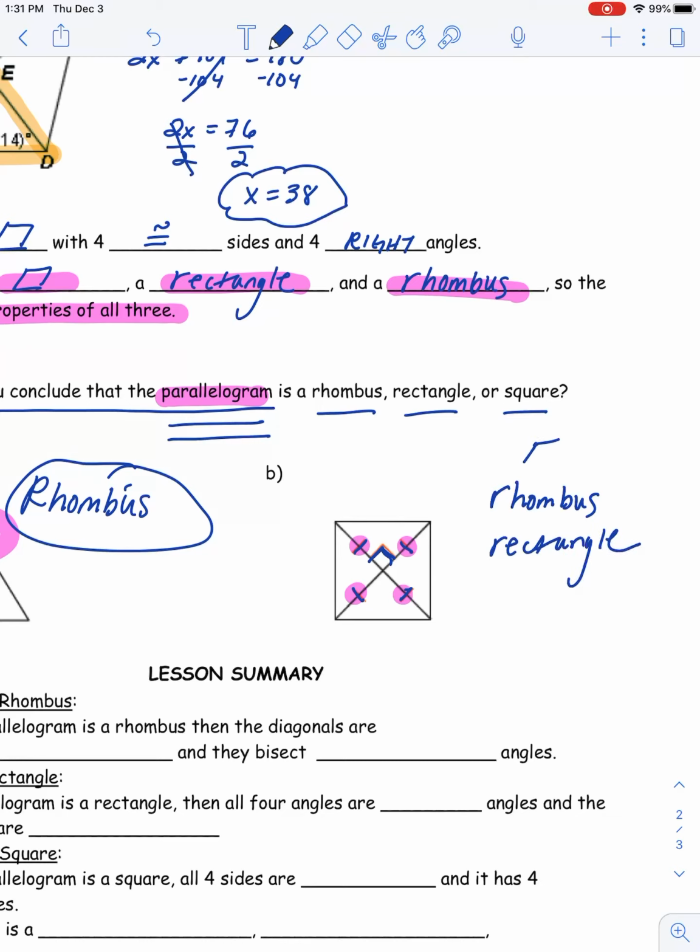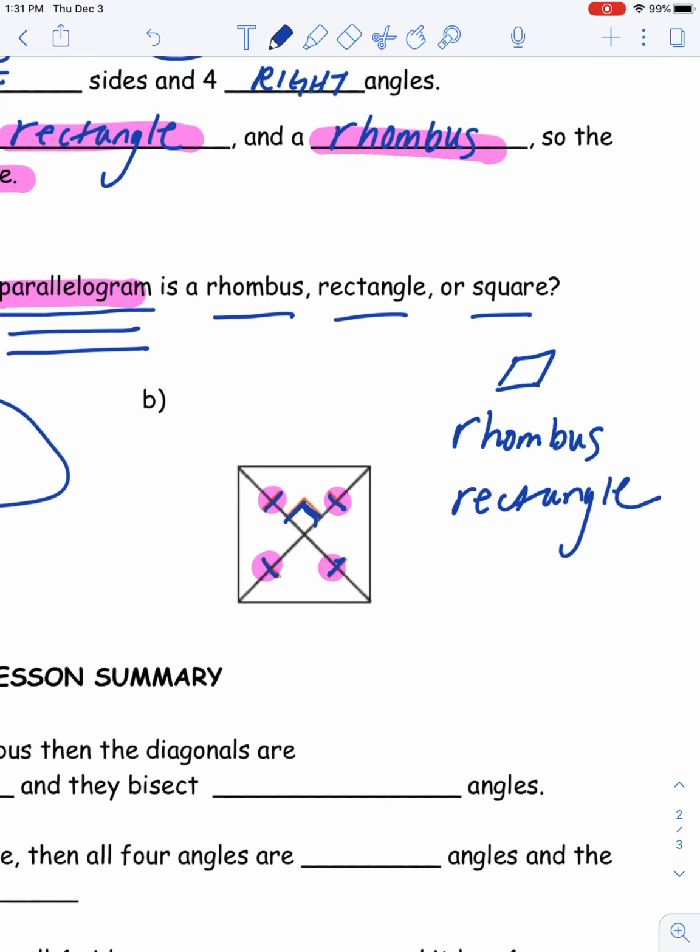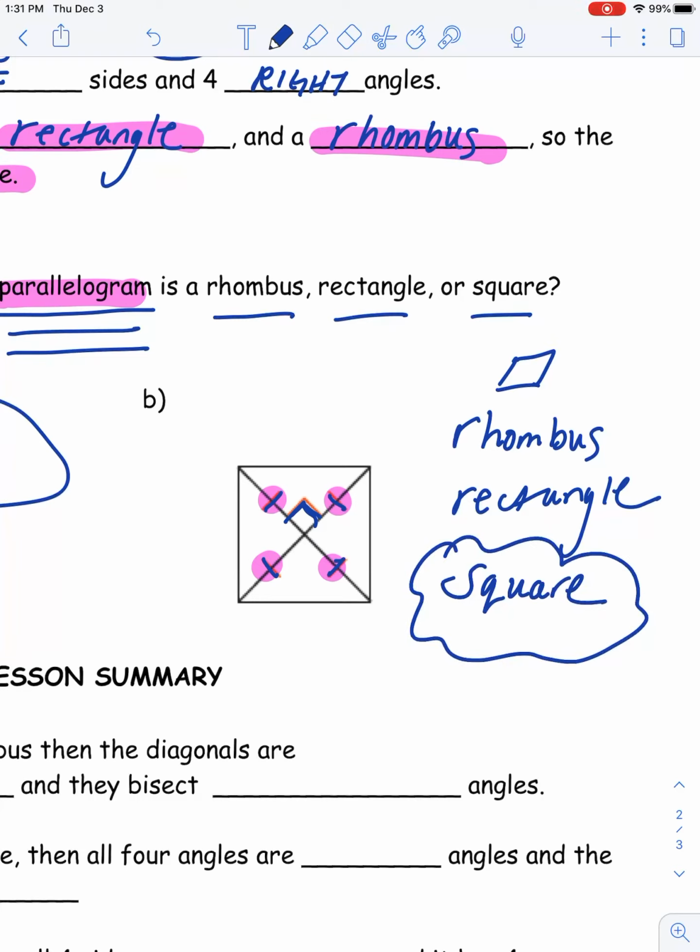So we know it is a parallelogram, we know it is a rhombus, we know it is a rectangle. So the most specific thing that this parallelogram is, is a square. It is a square because a square has all the properties of a parallelogram, a rhombus, and a rectangle. So this is a square.